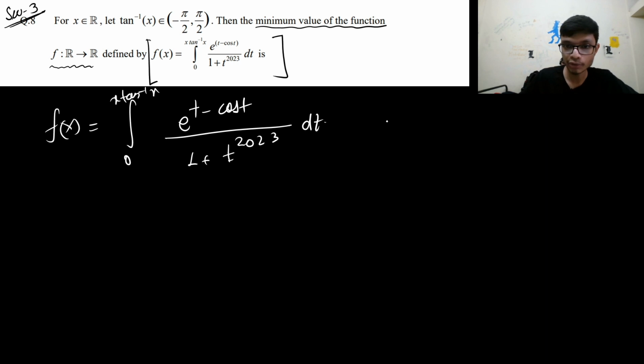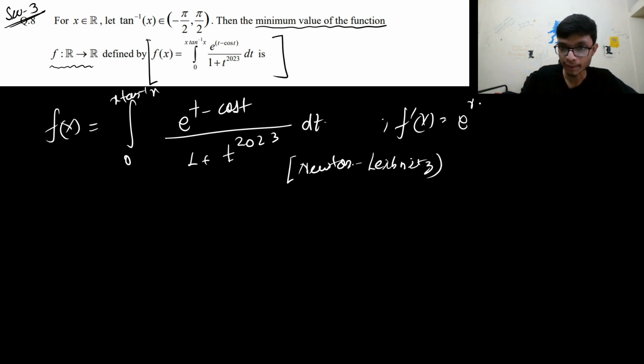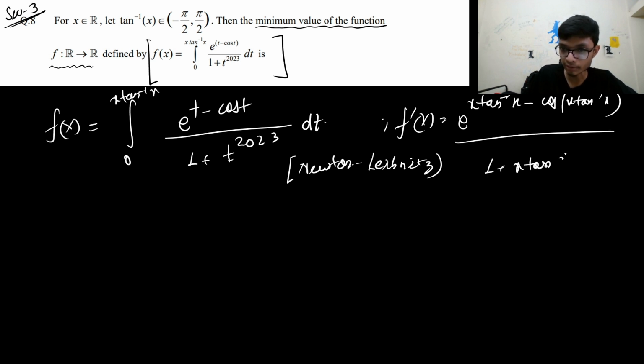Okay, so from here if you differentiate this particular function by simply using the Newton-Leibniz rule, that we have already used in the first problem of today's video, you will get the result as e raised to the power x tan inverse of x minus cos of x tan inverse of x, whole divided by 1 plus x tan inverse of x, raised to the power 2023, multiplied with, and then we will differentiate this particular quantity.